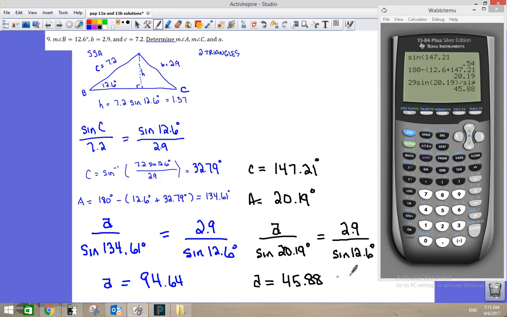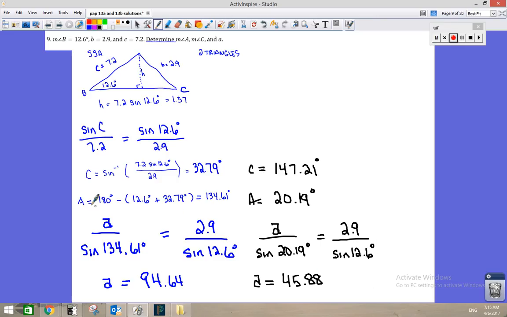And then, like I say, that has units of length. It may be miles, inches, feet, centimeters, whatever. All right, so I think we're done because in the first triangle, we found the measure of angle C and the measure of angle A and the length of A. And then in the second triangle, we found the same thing, the measure of angle C, the measure of angle A, and the length of A.